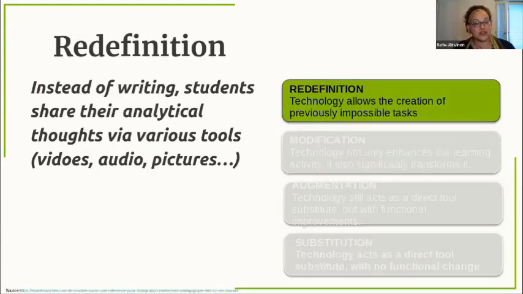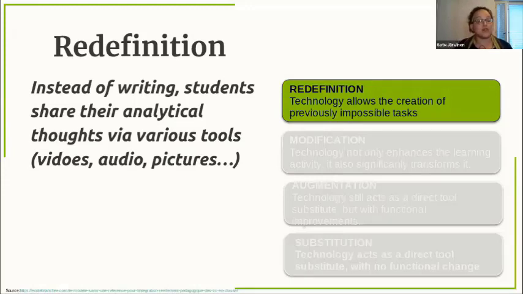And then the redefinition. How could technology redefine our idea of writing? How about we take away writing? Because we usually use writing for students to process information, we use essays a lot. So why do we have them write everything? Is writing such an important tool in working life nowadays? Or could we have them share their thoughts through audios, videos, pictures?